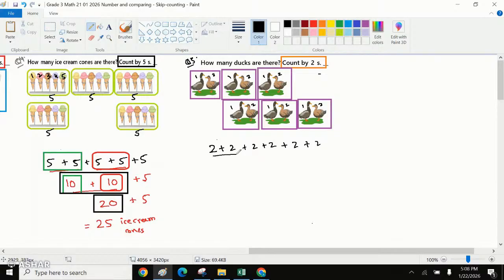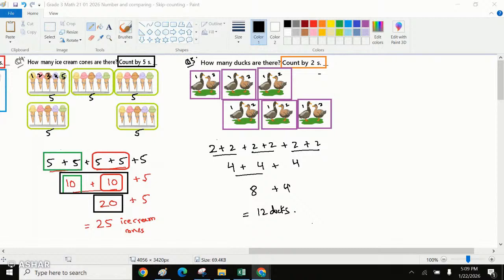So what I prefer doing is 2 plus 2 is 4. And 2 plus 2 is 4. And 2 plus 2 is 4. 4 plus 4 was? We have to count by twos. That means 4 plus 4 is 8. 8 plus 4 should come out to be 12 ducks. We are counting by twos, right? Okay. Thank you.